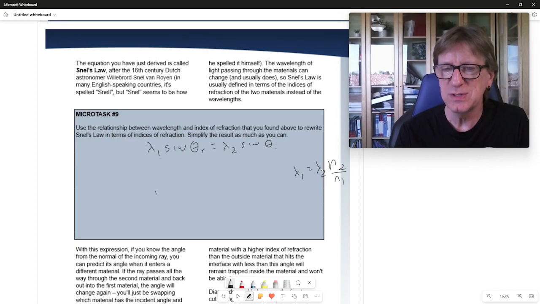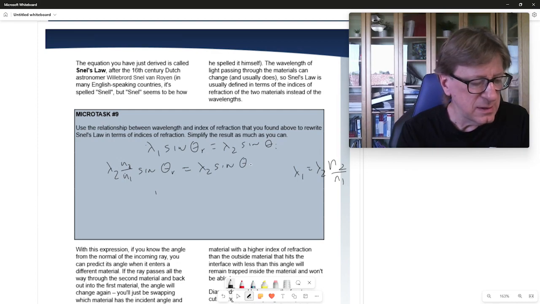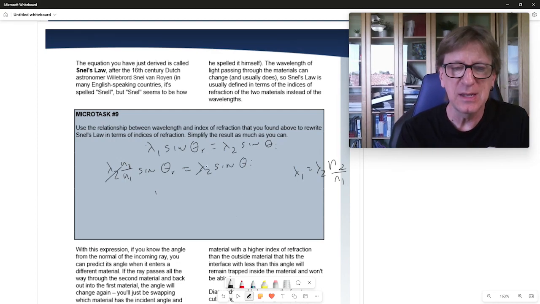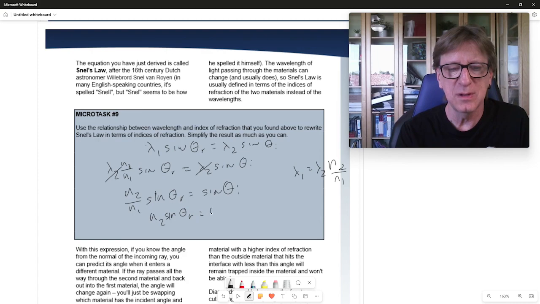Okay, all we need to do is just substitute in for lambda 1. And so we get lambda 2 n2 over n1 sine theta r must equal lambda 2 sine theta i. And now my lambda 2's are going to cancel. I'm left with n2 over n1 sine theta r must equal sine theta i. And just to make it pretty, I'm going to multiply both sides by n1. I get n2 sine theta r must equal n1 sine theta i.